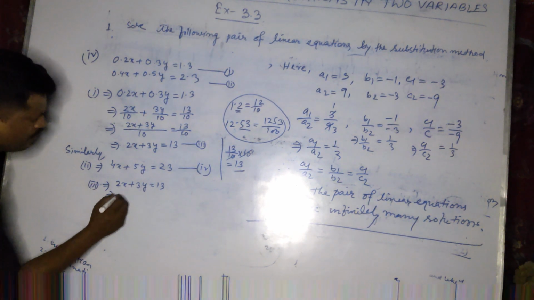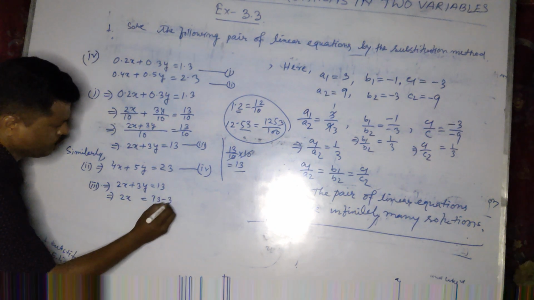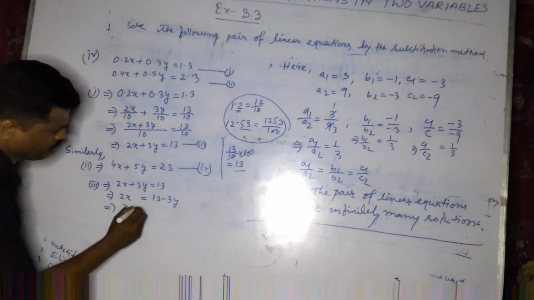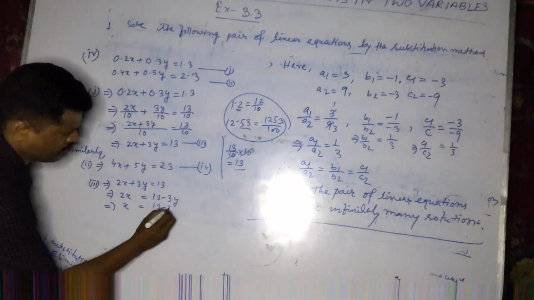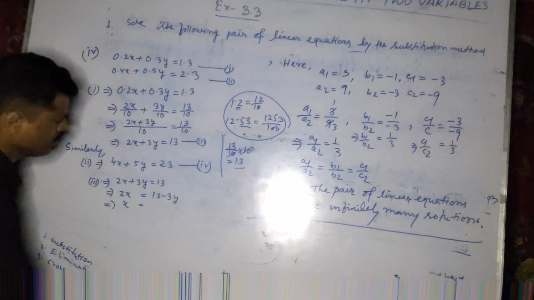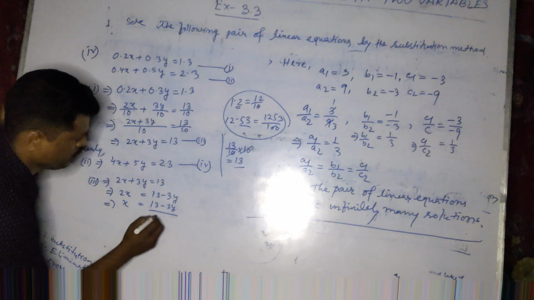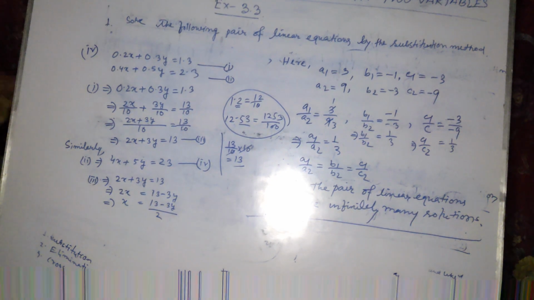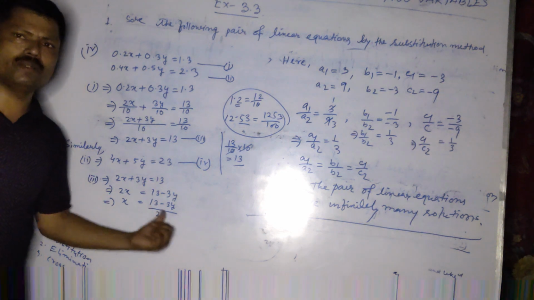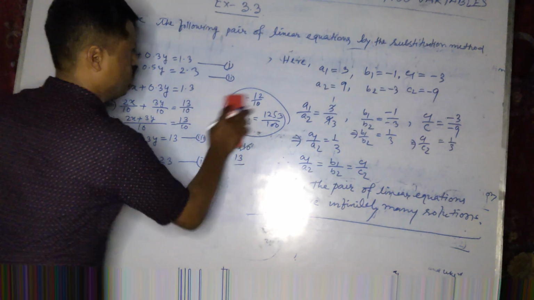So 2x is equal to 13 minus 3y. Then the x value will be 13 minus 3y divided by 2. So x is equal to 13 minus 3y divided by 2. Now what we have to do?